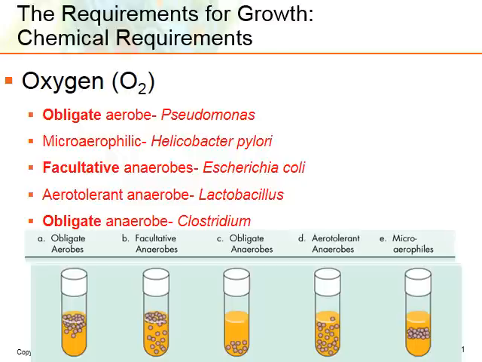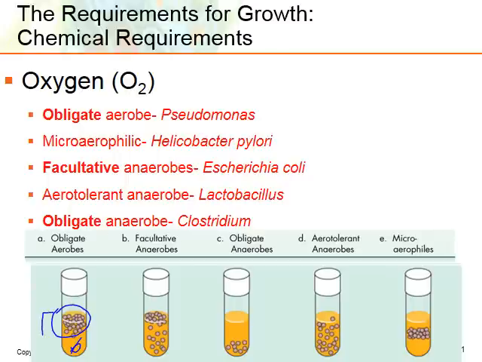Okay, so when it comes to oxygen requirements, we have a bunch of terms. Remember that term obligate. Obligate means requires. So an obligate aerobe, like Pseudomonas, is going to be growing up here at the top. The only way that it can get its ATP is through aerobic respiration. So no oxygen down here means no growth. No ATP means they're going to die. So they have to grow up at the top.